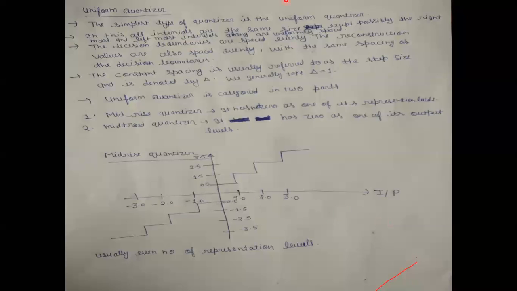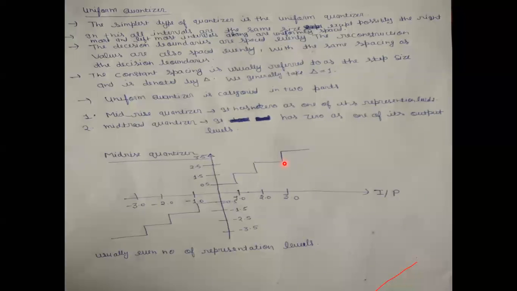So see here, this is the interval 1 to 2, this is the interval 2 to 3, all intervals of the same size except possibly the rightmost interval. This is the rightmost interval from 3 to next. This is the outer interval, the rightmost interval. This is the leftmost interval. Except possibly these two outer intervals, all the intervals are the same size in the uniform quantizer.